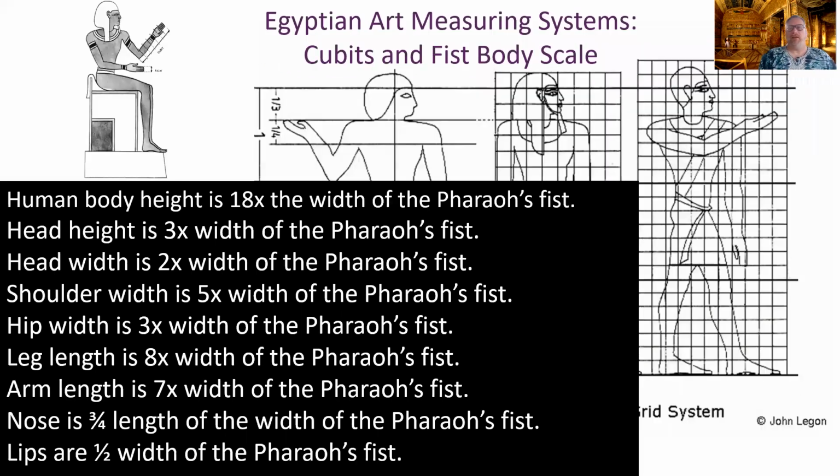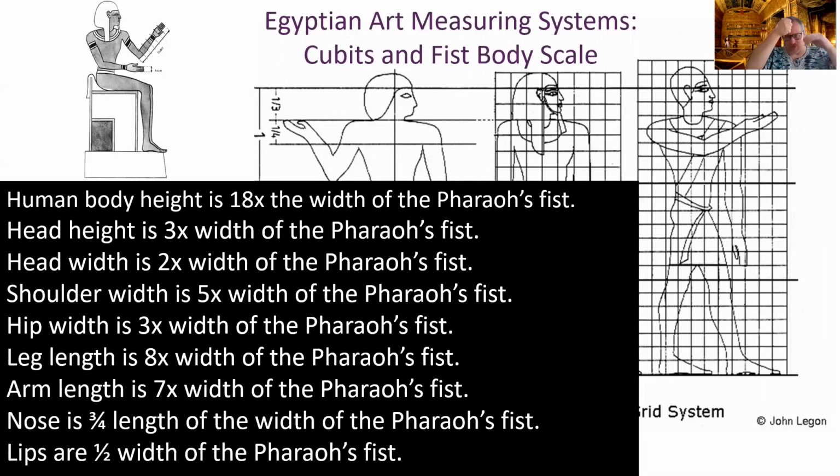So if we look at it, here's what we see. The human body height is generally considered 18 times the width of the pharaoh's fist. Whenever they want to show a human body, it's going to be 18 of these. You get 18, I get 18. Women, you are at 17. Why? Because you're about 4 inches smaller than a man. So it's not about men being more powerful. It's that men are generally taller than women by about 1 fist width, which is pretty accurate.